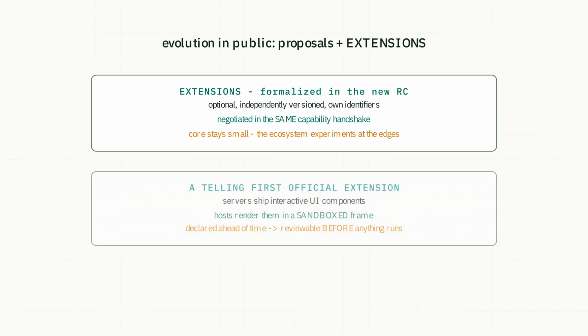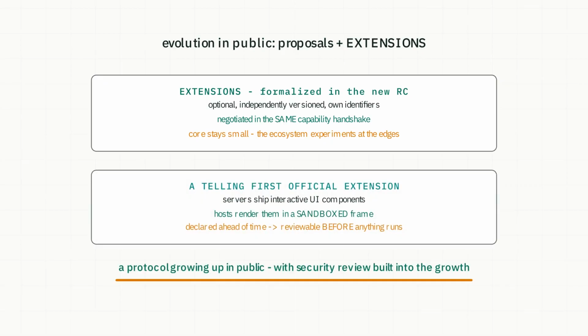The first official extensions are telling. One lets servers ship interactive interface components that hosts render in a sandboxed frame, declared ahead of time so hosts can review them before anything runs. Servers that render UI safely through negotiated capability. That's a protocol growing up in public with security review built into the growth.